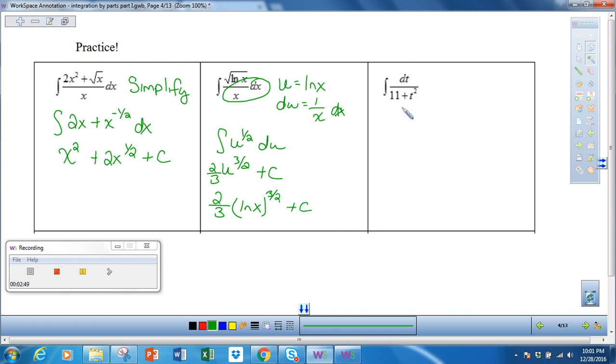When I look at this, this looks similar to tan inverse, and it is tan inverse. Remember, I have to make a the square root of 11, and then I just apply the formula. So it's 1 over a, the tan inverse of u, in this case u is t, over a.